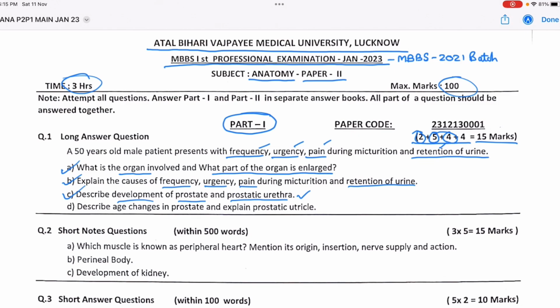And the portion of the prostate which is in the periphery, which is formed by the larger glands derived from the endodermal portion, that portion is more common for carcinoma prostate.